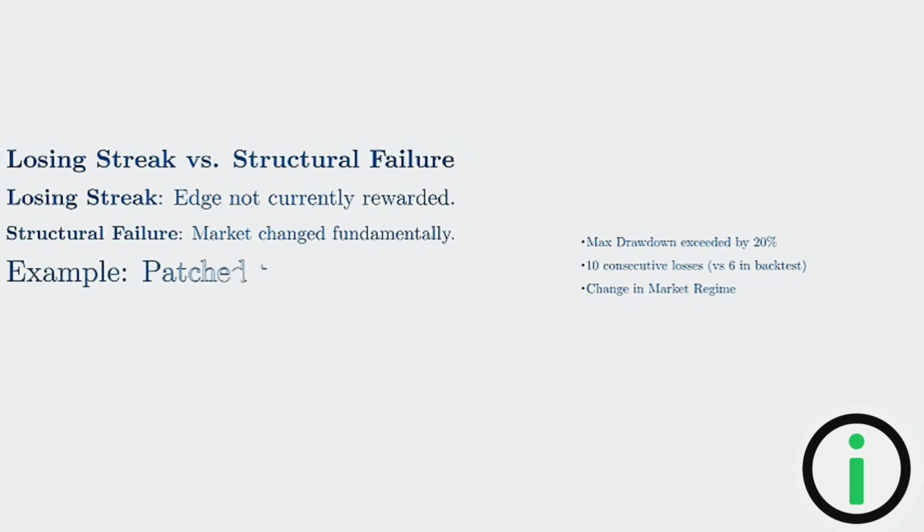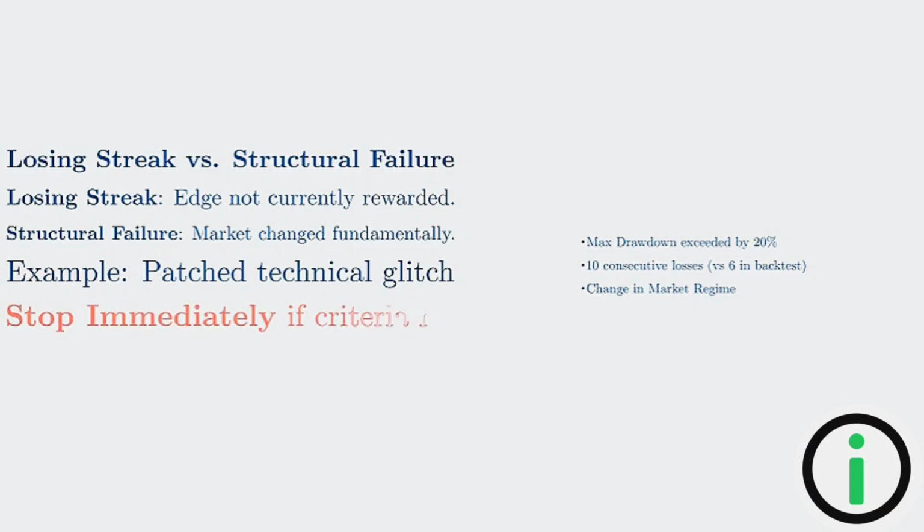A structural failure happens when the market environment changes so fundamentally that your edge no longer exists. For example, a strategy that exploited a specific technical glitch in an exchange is broken once that glitch is patched. If you hit your kill criteria, stop trading immediately. Do not hope it turns around. Go back to the research phase. It is better to preserve your remaining capital for a new strategy than to go down with a sinking ship.